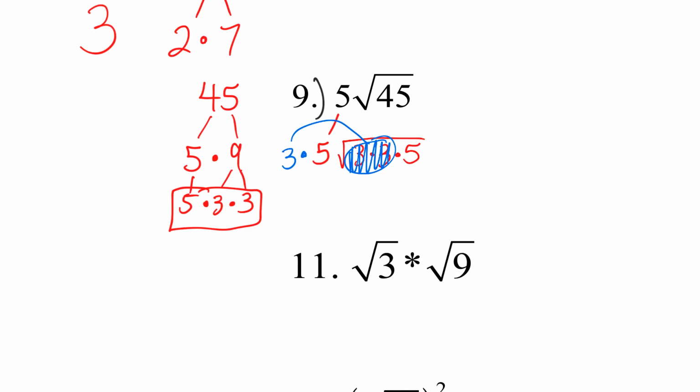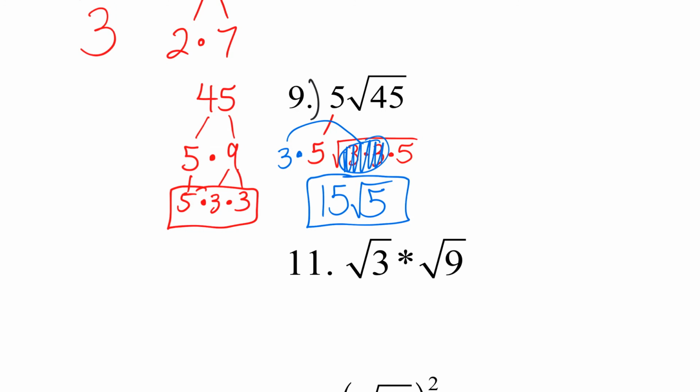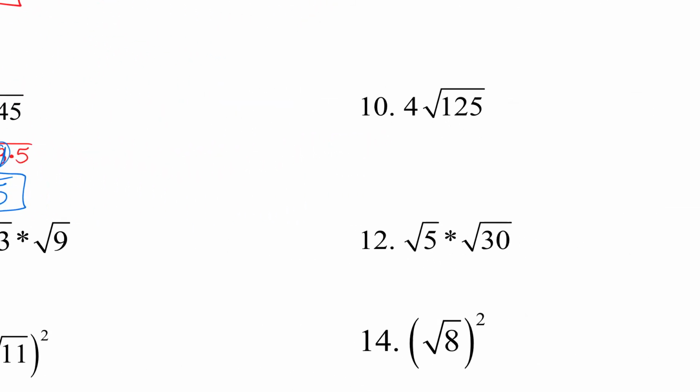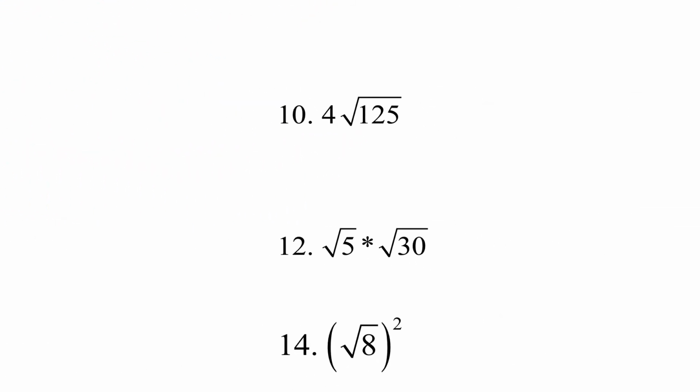Okay, now, if there happens to be something already on the outside, that's fine. We're just going to multiply whatever we bring out times that number. So on the outside, we brought a 3 out. There was already a 5 there. So when we multiply those, what do we get? 15. On the inside, that 5 didn't have a pair. It stays underneath. We get 15 square roots of 5. And again, if you want to check, you could type in 5 square root of 45 in your calculator and type in 15 square root of 5 and see if that gives you the same thing. And those will.